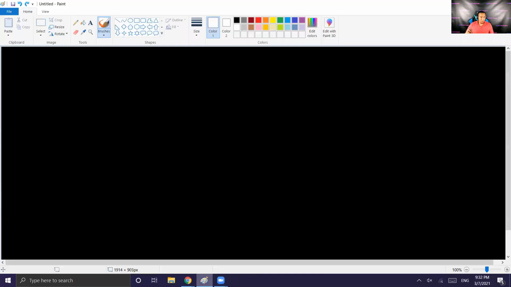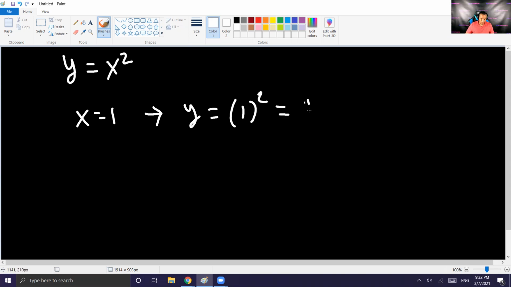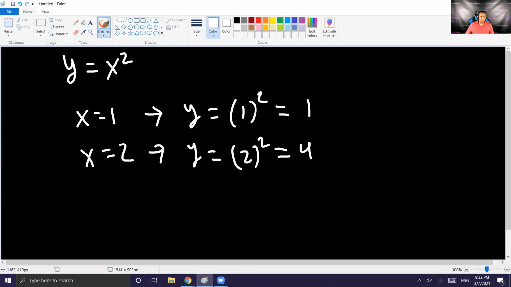So first, I want to talk about this. Okay, we have y equals x squared. Now, here's what this means. It means that you take any number, it could be 1, 2, 3, 4, and you square it. So you multiply by itself. So 1 to the second power. If x was 1, then y would be 1 to the second power, which will give you 1. And if x is 2, then y equals 2 squared, which is 4.